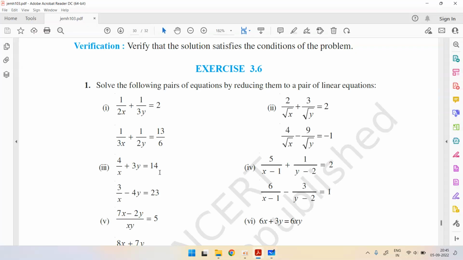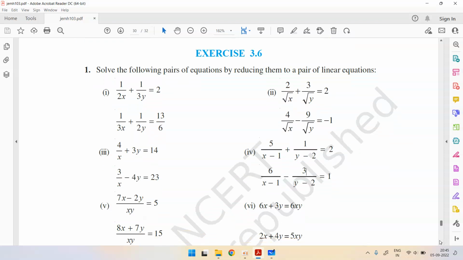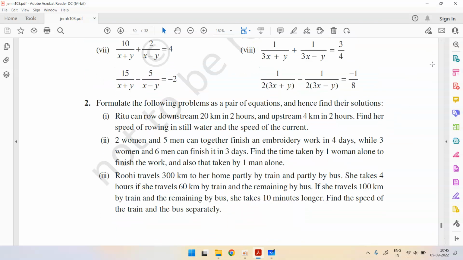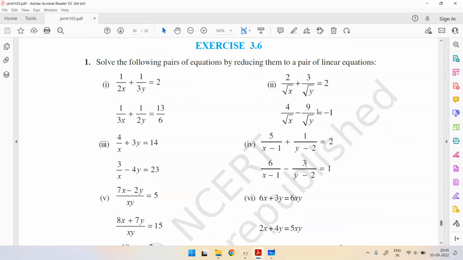This is easy. Now here this is also the same. You have to take 1 by x minus 1 equal to u, and 1 by y minus 2 equal to v, because the denominator is common in both equations. So if you do this calculation, you will definitely get the desired answer.